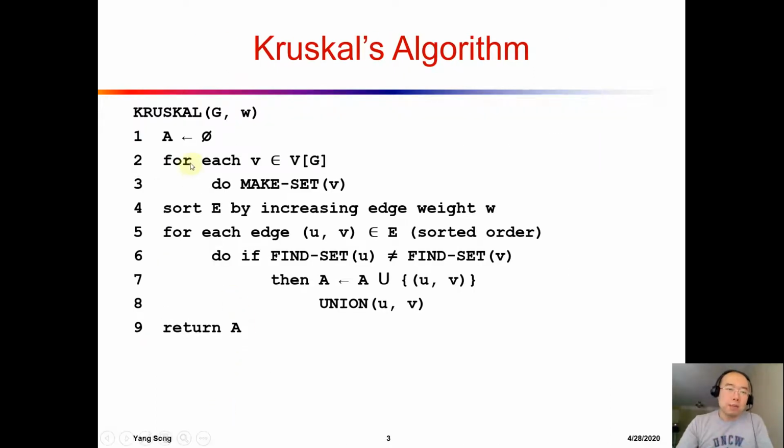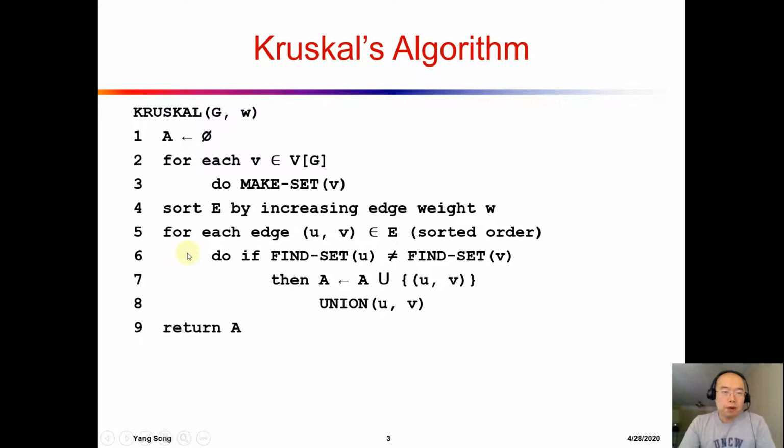And at the very beginning, we just set A to be an empty set. So this phi means an empty set. And then for each of the vertices, I make a set for them. So for each single vertex, I make a set. If we have V vertices, then I'm going to make a total of V sets. Okay, and then we want to do a sorting of the edges. We want to sort them based on the weight.